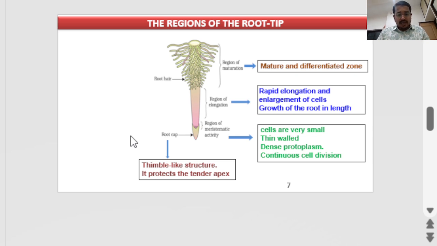The cells here are characterized by the presence of thin cell wall, dense protoplasm, and continuous cell division. The term meristematic cell itself represents cells that are able to continuously undergo division and redivision. Further, this meristematic region, which is the tip region, is surrounded or protected by a thimble-like structure which is known as the root cap.